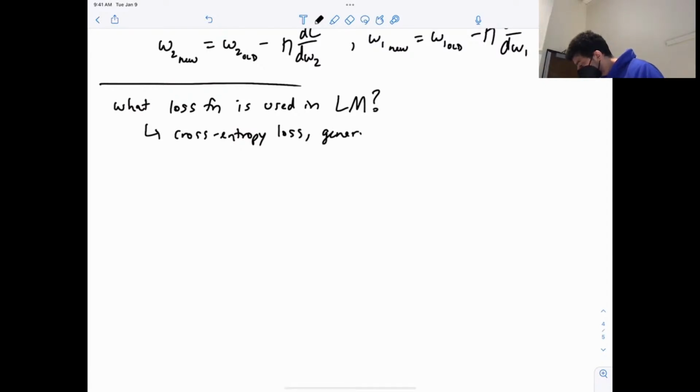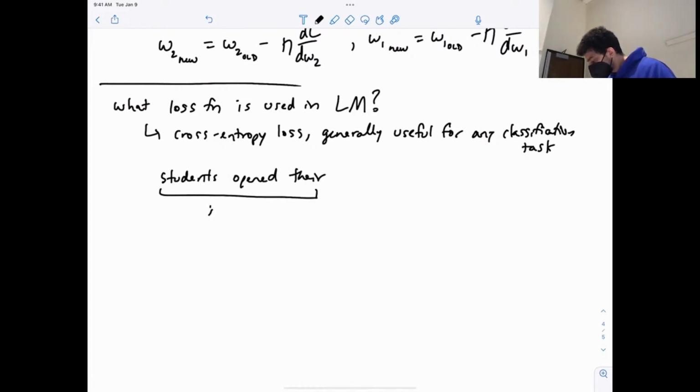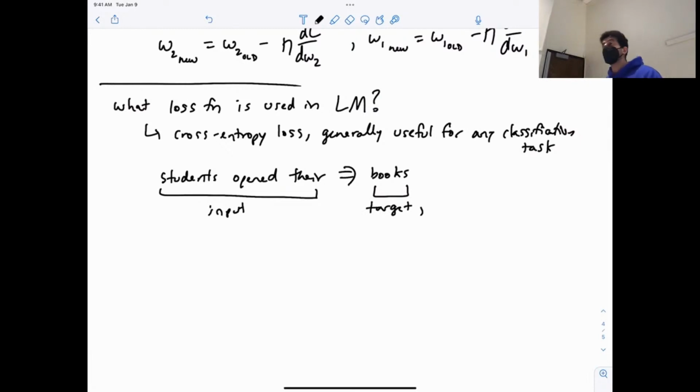And generally useful for any classification task. So here, if you recall our language modeling setting, we had "students opened there." This was our input. We vectorized this using some neural network, which gives us a vector. And then, using that vector, we tried to predict "books." So books is our target. And we have a total of V labels, where V is the size of the vocabulary. This is a classification problem with V labels, and books is just one of those V labels that we would like to predict given this prefix.